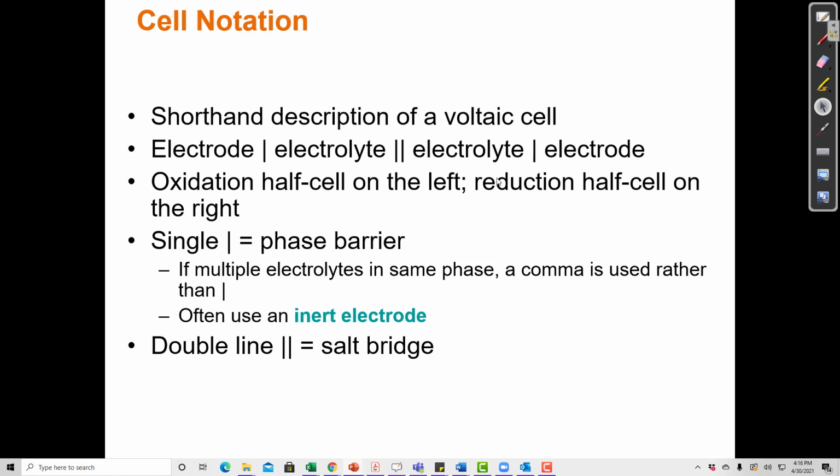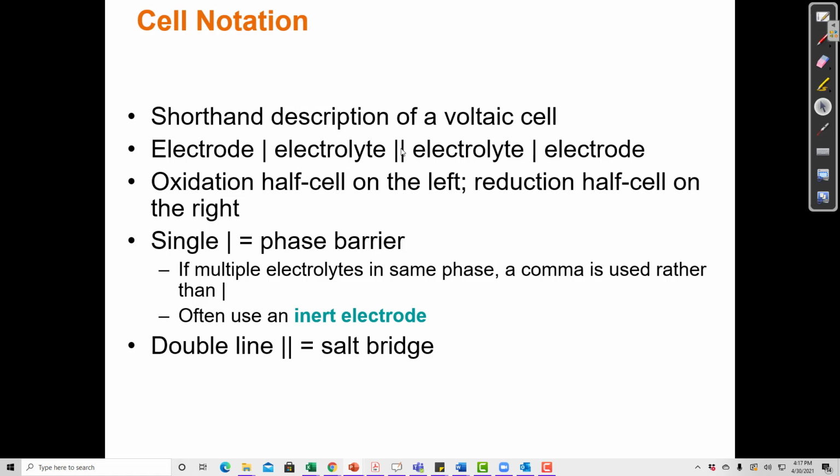And the reduction half cell is on the right. So the electrolyte in the reduction half cell is manganese nitrate, and the electrode is graphite. The single vertical line indicates a phase barrier. What that means is that the electrode is solid. It's usually made of metal, but not always. Sometimes it's graphite, but it's usually solid. So if the electrode is solid and the electrolyte is in solution, dissolved, then those are in different phases: solid, aqueous. So we put a single line between substances that are in different phases but are in the same half cell. We put a double line to indicate the salt bridge.